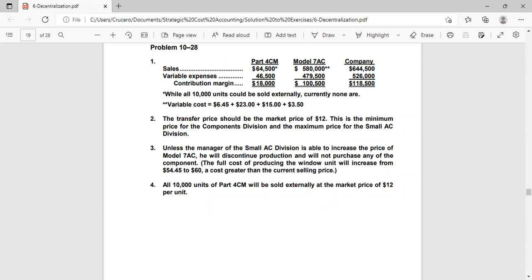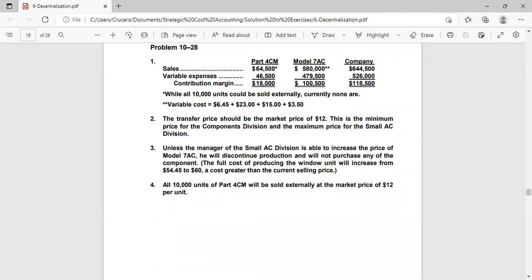The cost of manufacturing the air conditioner is computed as follows. So we have now Part 4CM used for model 7AC production. Then we have direct materials, direct labor, variable overhead, fixed overhead, with a total unit cost of 54.45. The window unit is produced efficiently and no further reduction in manufacturing cost is possible.